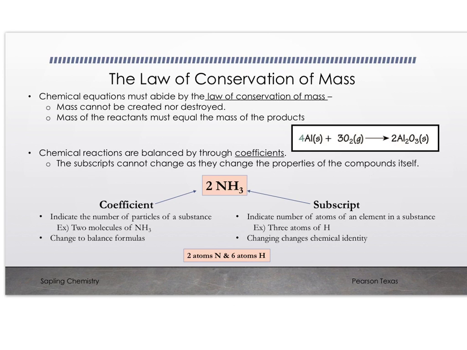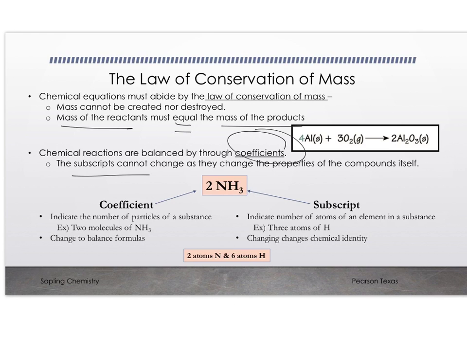So all chemical equations must abide by the law of conservation of mass. This says that mass cannot be created nor destroyed. So therefore, the mass of the reactants must be equal to the mass of the products. And we balance and make sure everything is equal by using what is known as coefficients.